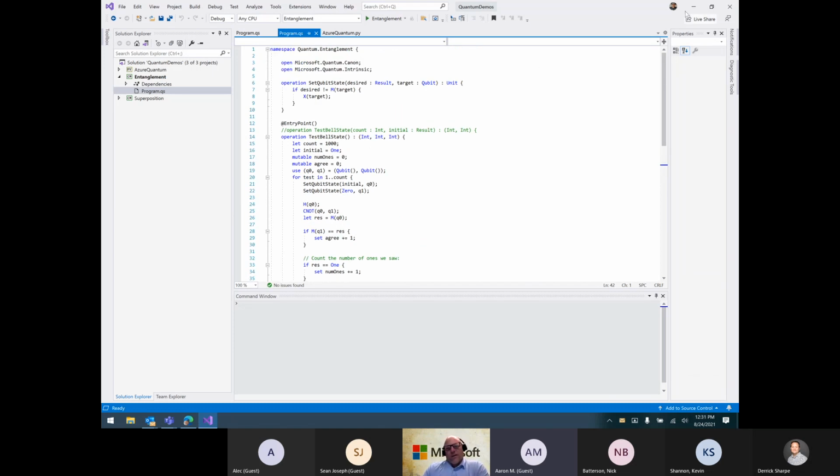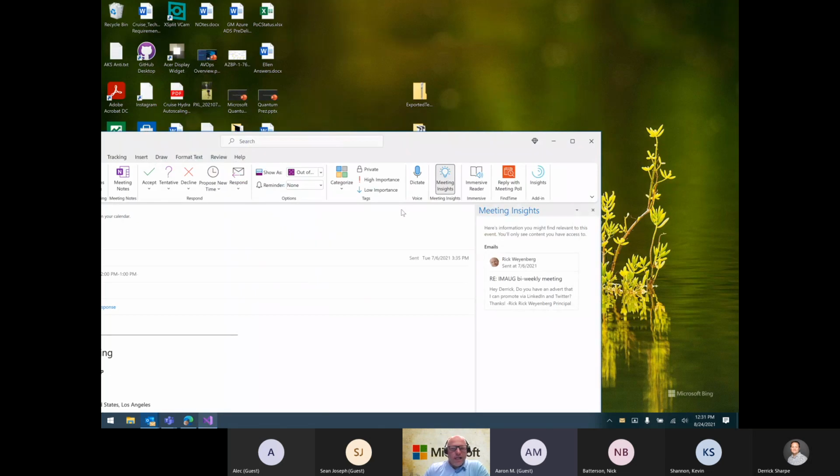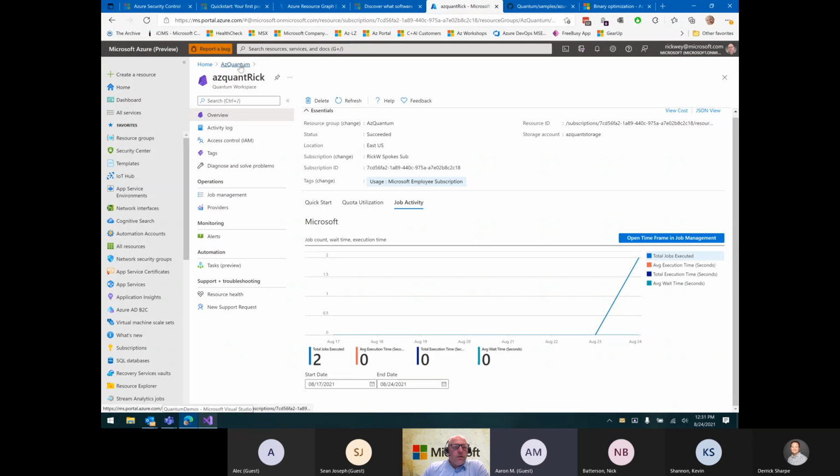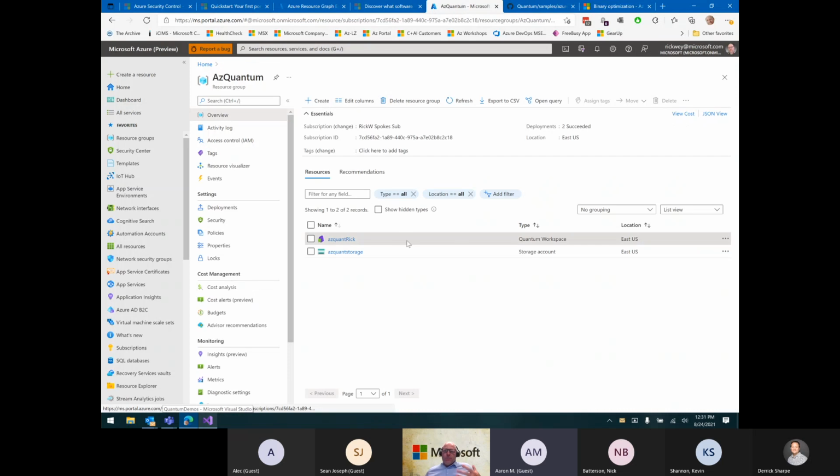But what about something more difficult? What if we wanted to actually look at real quantum computing, right? Well, Azure gives you the ability to provision this quantum capability. So one of the things I will warn you about: what I've done is I've created a quantum workspace in Azure, okay? And this is specifically for me.